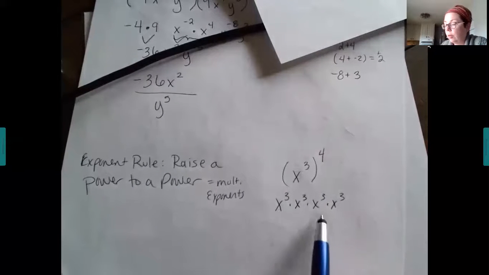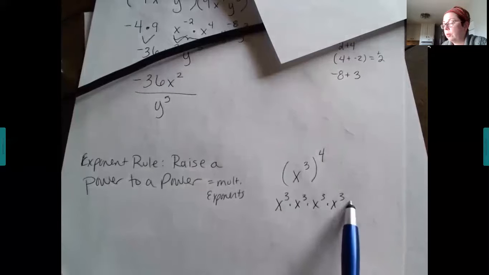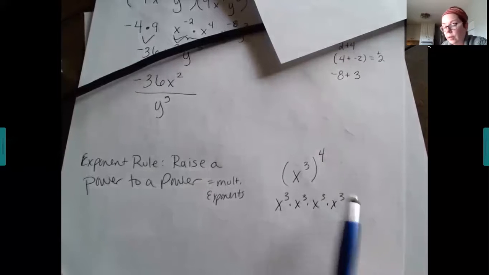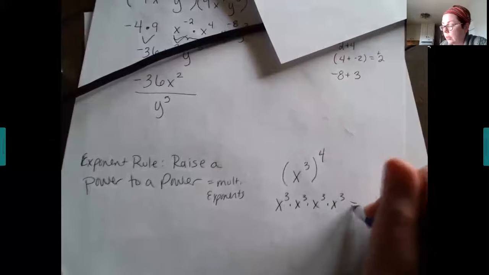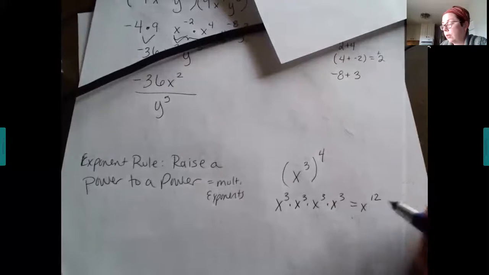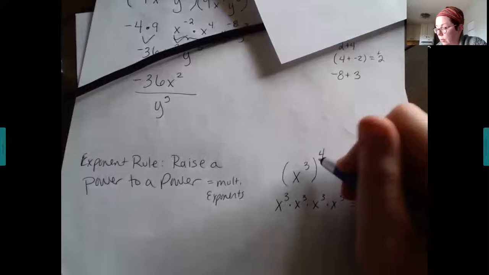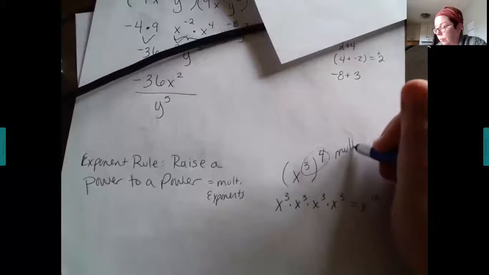So now that I see, well, I have all these same bases, I can add my exponents. Well, 3 plus 3 plus 3 plus 3. So if I do that, I get x to the 12th. What's another way I can get to 12? By multiplying.